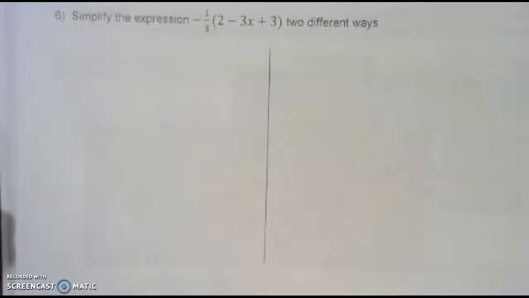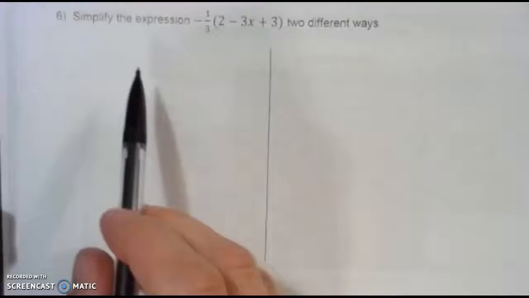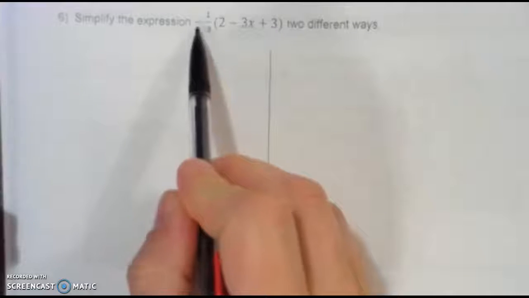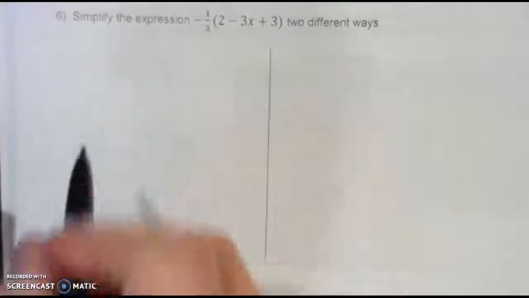Example 6 asks us to simplify the expression negative 1/3 times t minus 2 minus 3x plus 3 two different ways. Okay, and so the first thing that comes to my mind is to use the distributive property, and so that's what I'm going to do here on the left. I'm going to distribute negative 1/3 to each term inside of the parentheses.